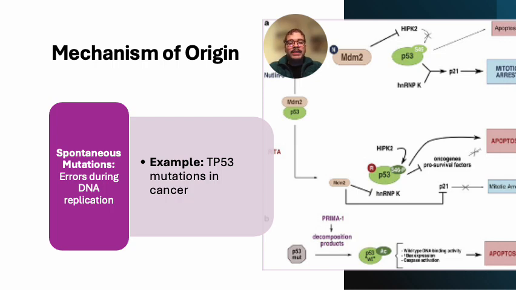Angiogenesis, which is basically the formation of new blood vessels to supply the tumor. Invasion into surrounding tissue, and metastasizing to distant organs, which basically means it's spreading.